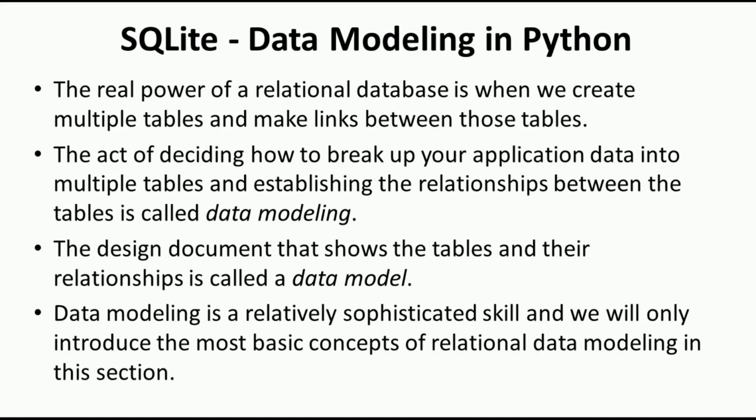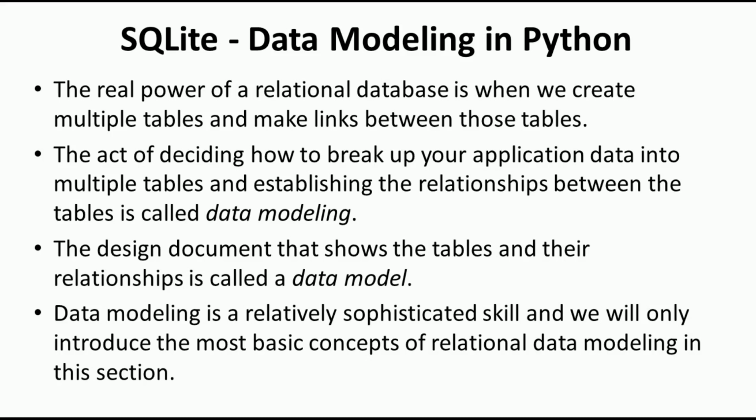Now when it comes to a relational database system, we need to have multiple tables, and then we need to link those tables using some primary and foreign keys. The act of deciding how to break up your application data, that is a single table, into multiple tables, and establishing the relation between the tables is called data modeling.